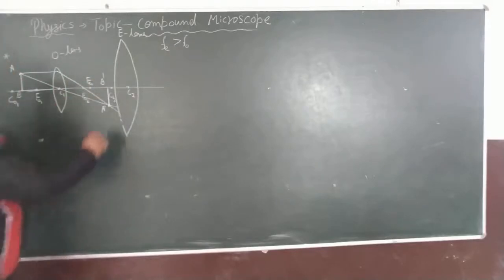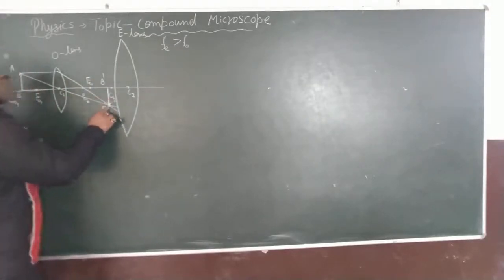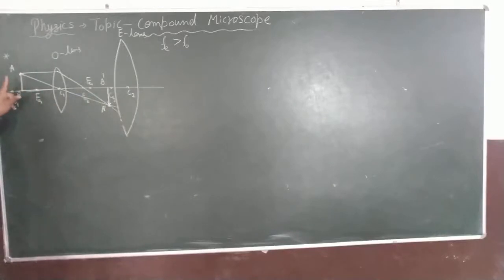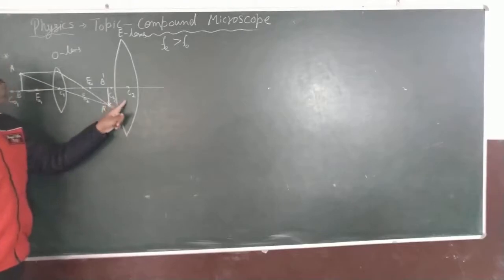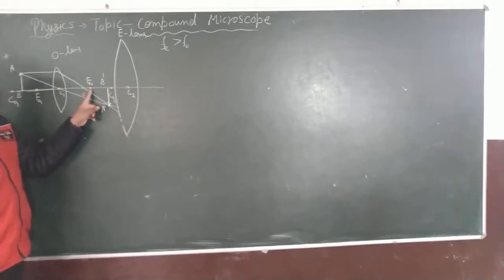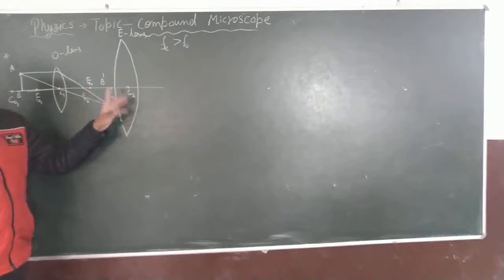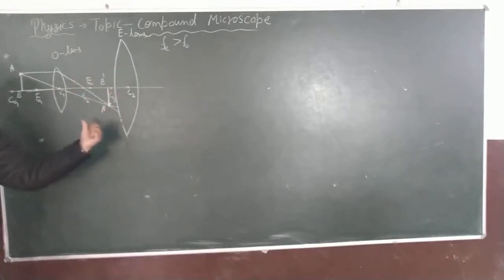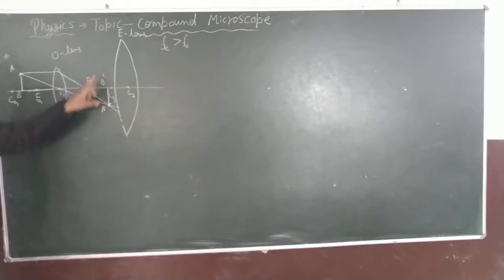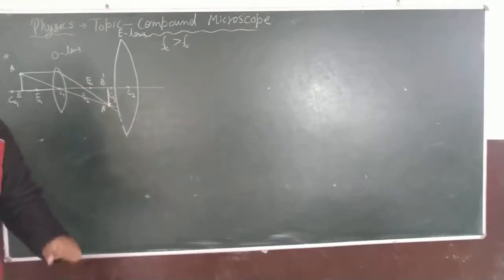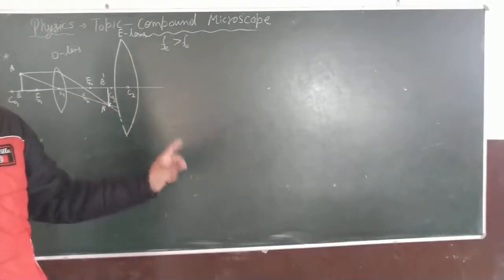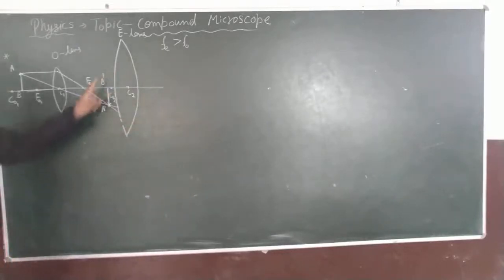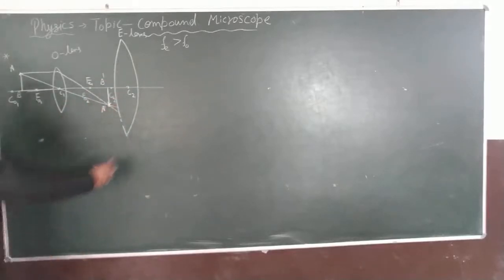Hence this A dash B dash is the image of the object, and it is very clear that the image is formed in between the focal length of the eyepiece and the optical center. So now it can form a virtual and magnified image of A dash B dash, because A dash B dash behaves for the eyepiece as an object and it will form its image.